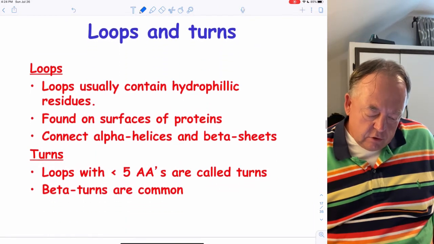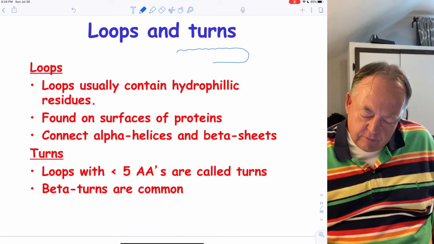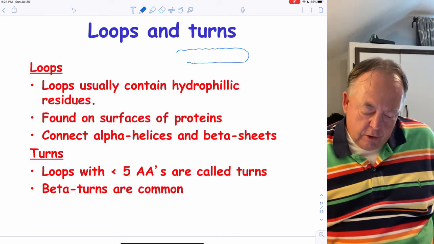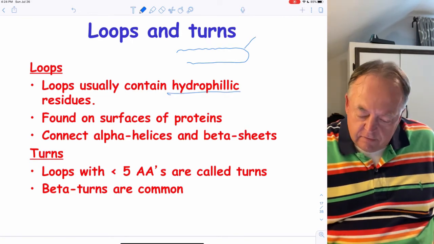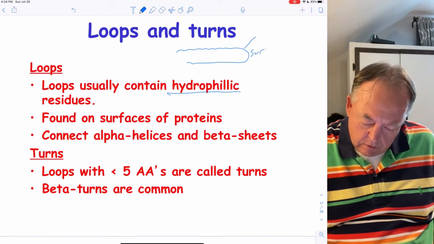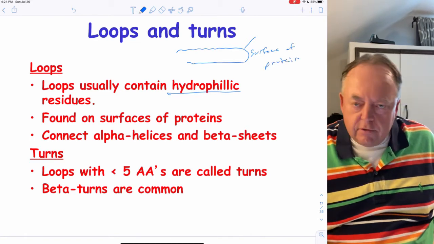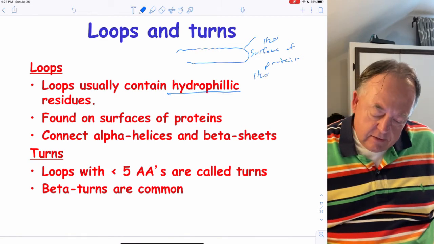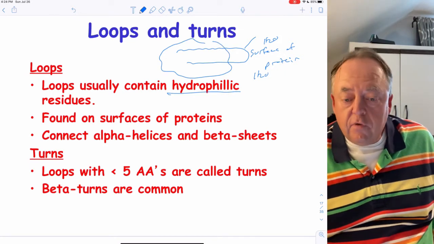So loops and turns, just like it sounds, if you have a peptide chain going along and then it turns back onto itself. Loops usually contain hydrophilic residues, so you may find loops and turns on the surface of the protein. And if it's on the surface of the protein, then that means there's going to be water out here, right? Whereas if it's in the interior of the protein, then it's going to be more of a hydrophobic environment.